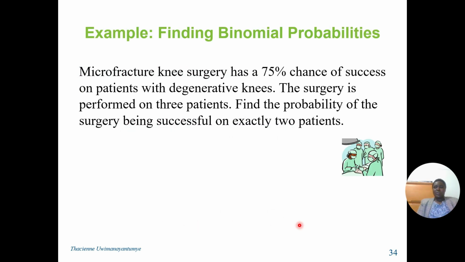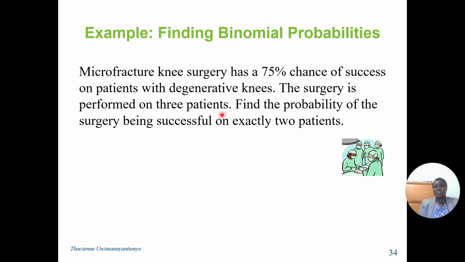Yes, so let's see here a practical example of how we can compute the binomial probabilities. Suppose that a microfracture knee surgery has a 70% chance of success on patients with degenerative knees. The surgery is performed on 3 patients.